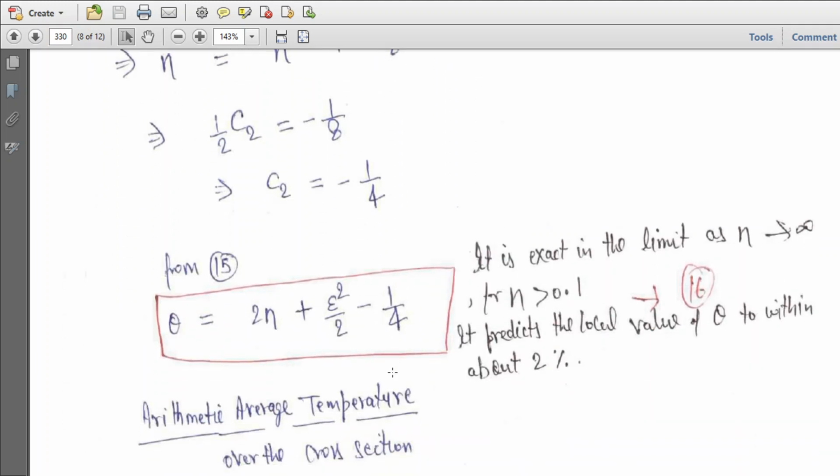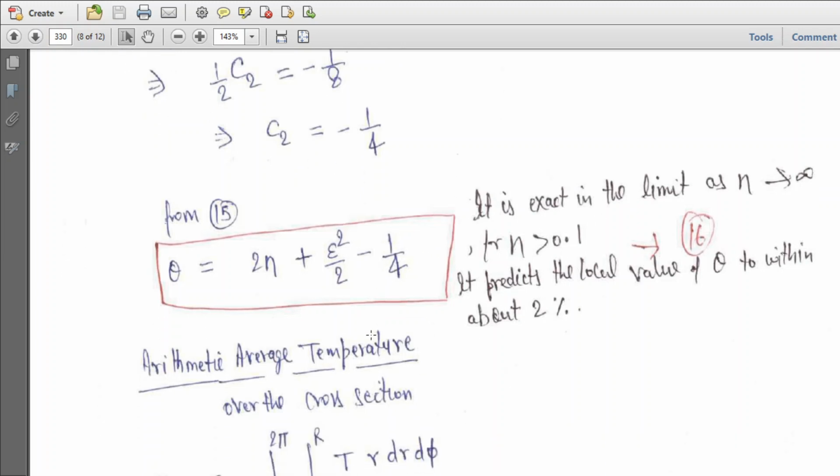Now from equation 14, you will get 15, sorry. So you will get theta equal to 2 eta plus epsilon square upon 2 minus 1 by 4. It is exact in limit as eta tends to infinity. For eta greater than 0.1, it predicts the local value of theta to within about 2%.